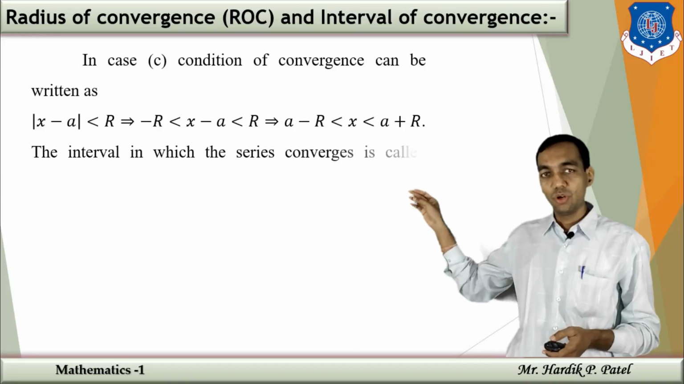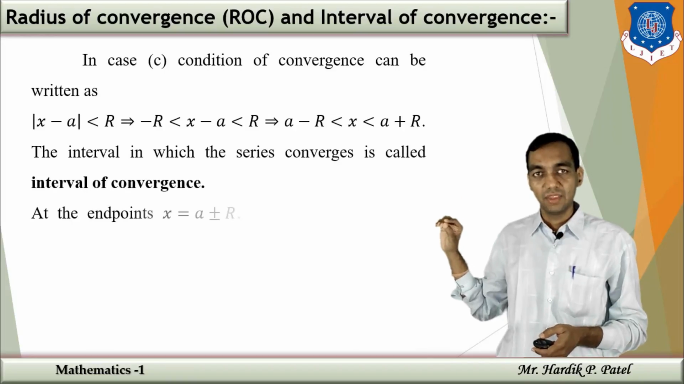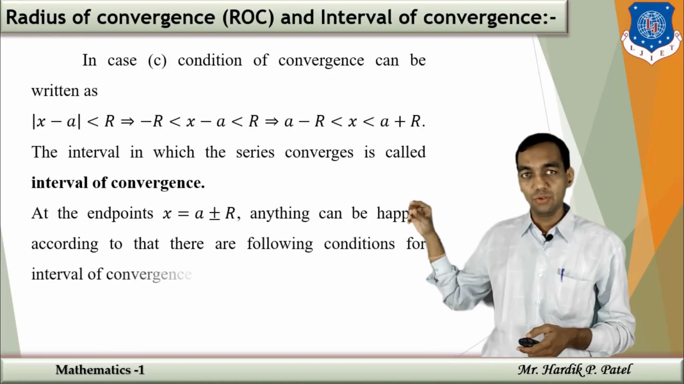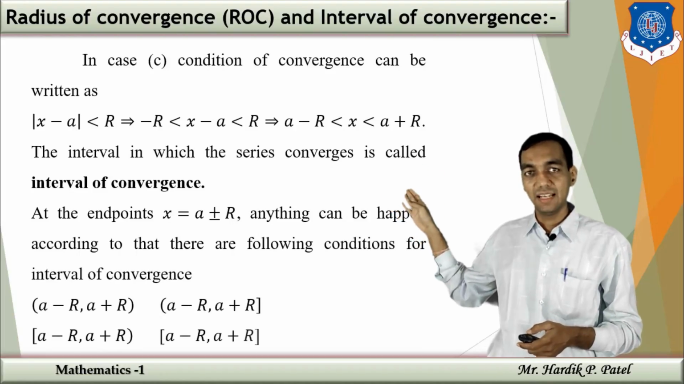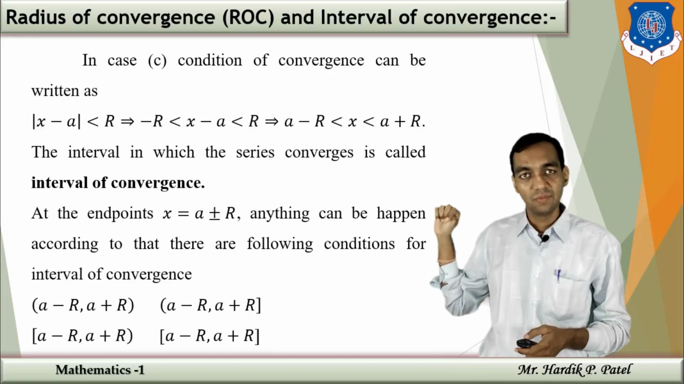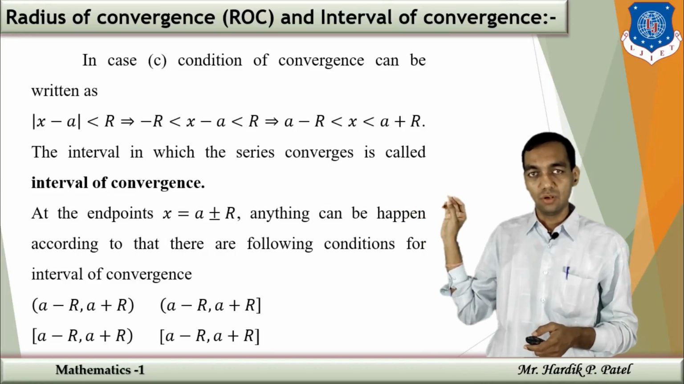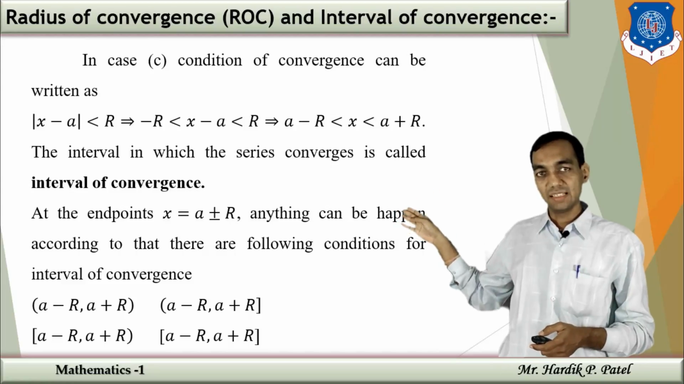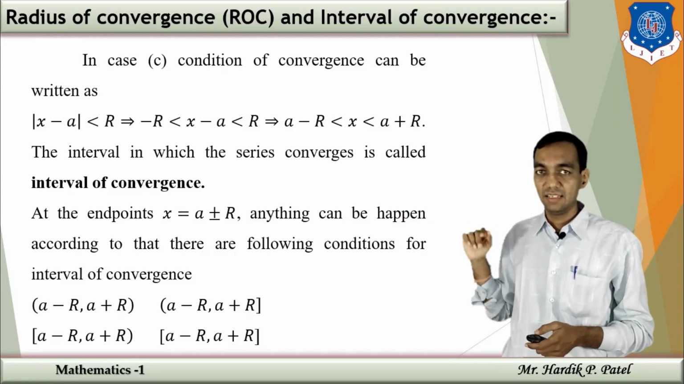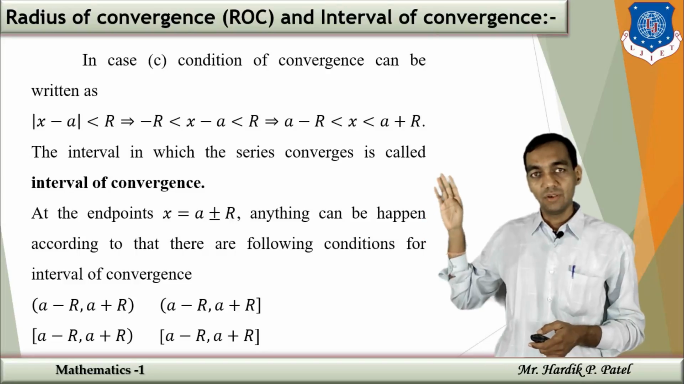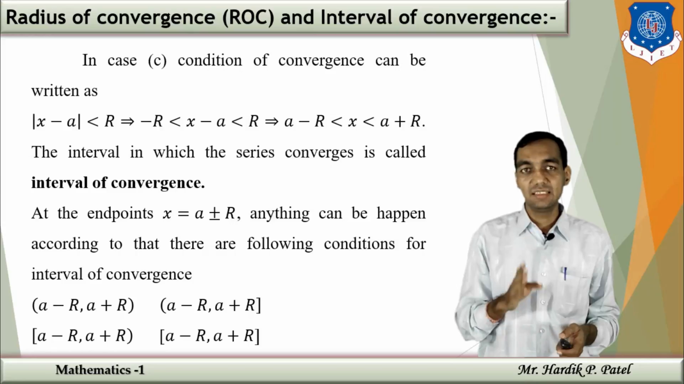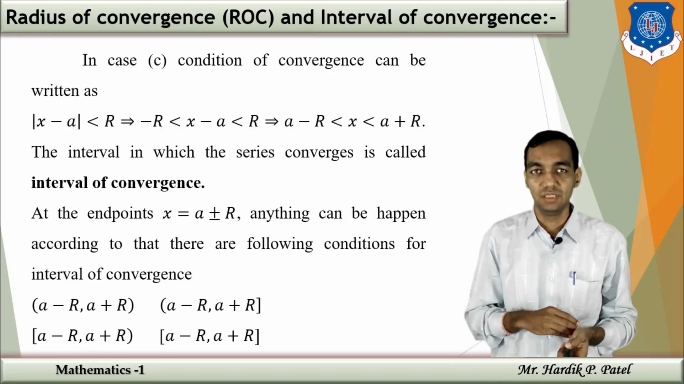Now using the third condition, we are going to simplify it. If you write mod of x minus a less than R in a simple form, that means eliminating the mod, then you will have minus capital R less than x minus a less than capital R. Adding a to both sides, that will give you a minus capital R less than x less than a plus capital R. So whatever this interval you have, a minus capital R to a plus capital R, this interval is called the interval of convergence.